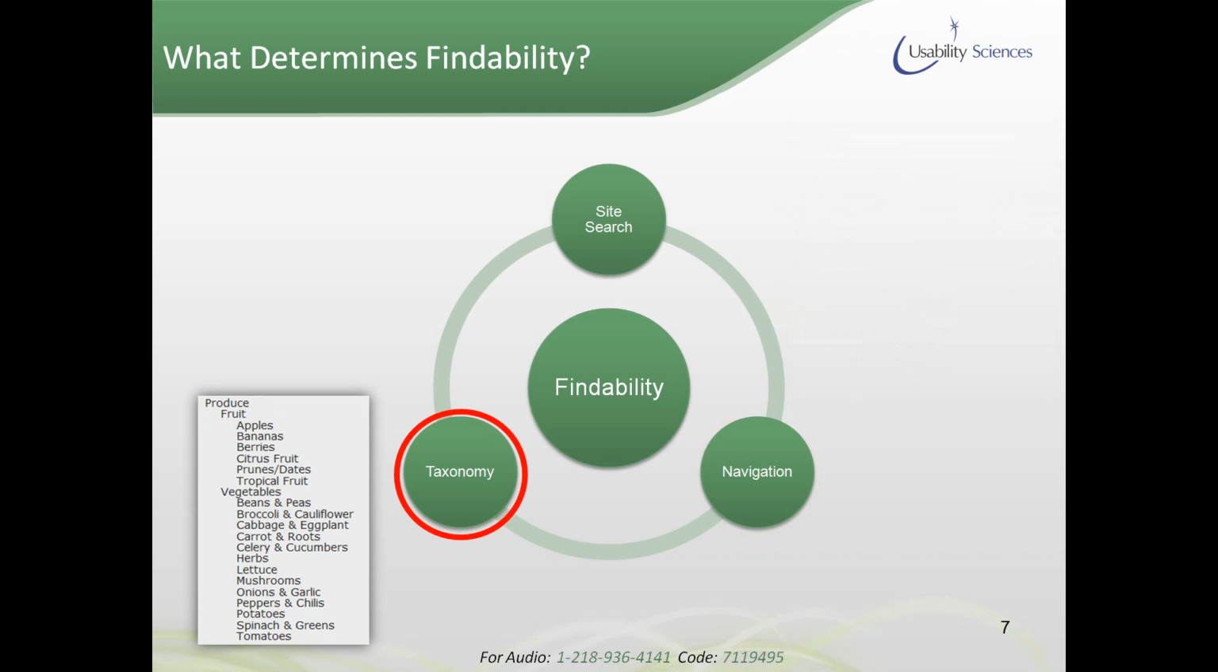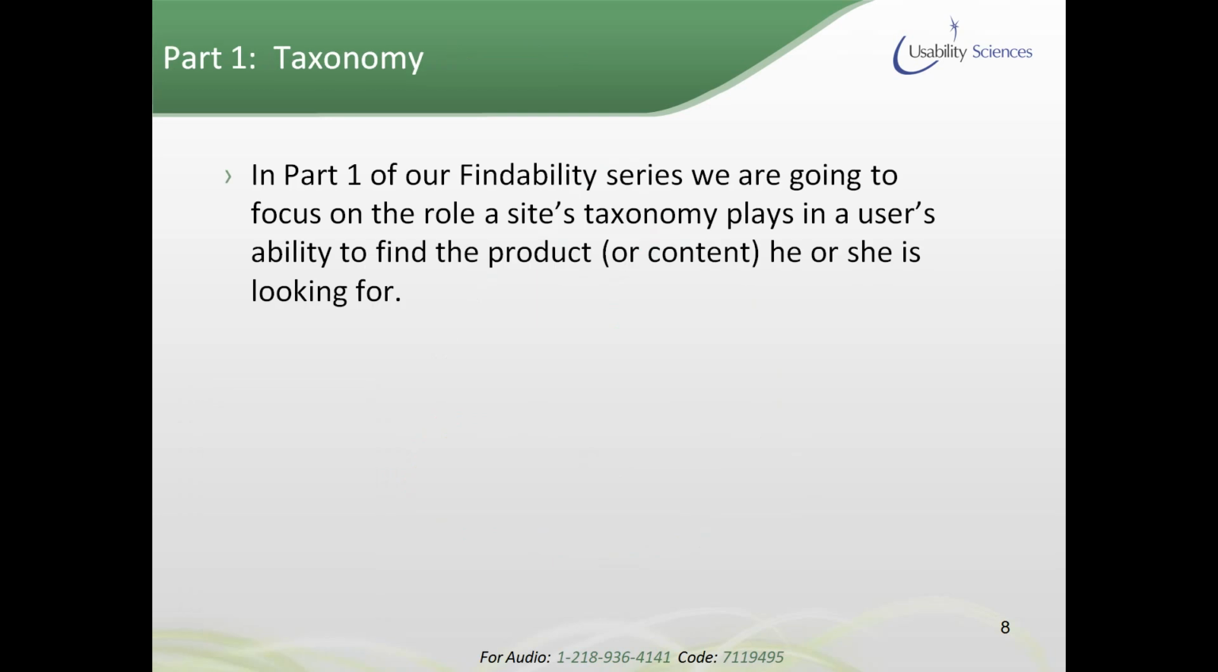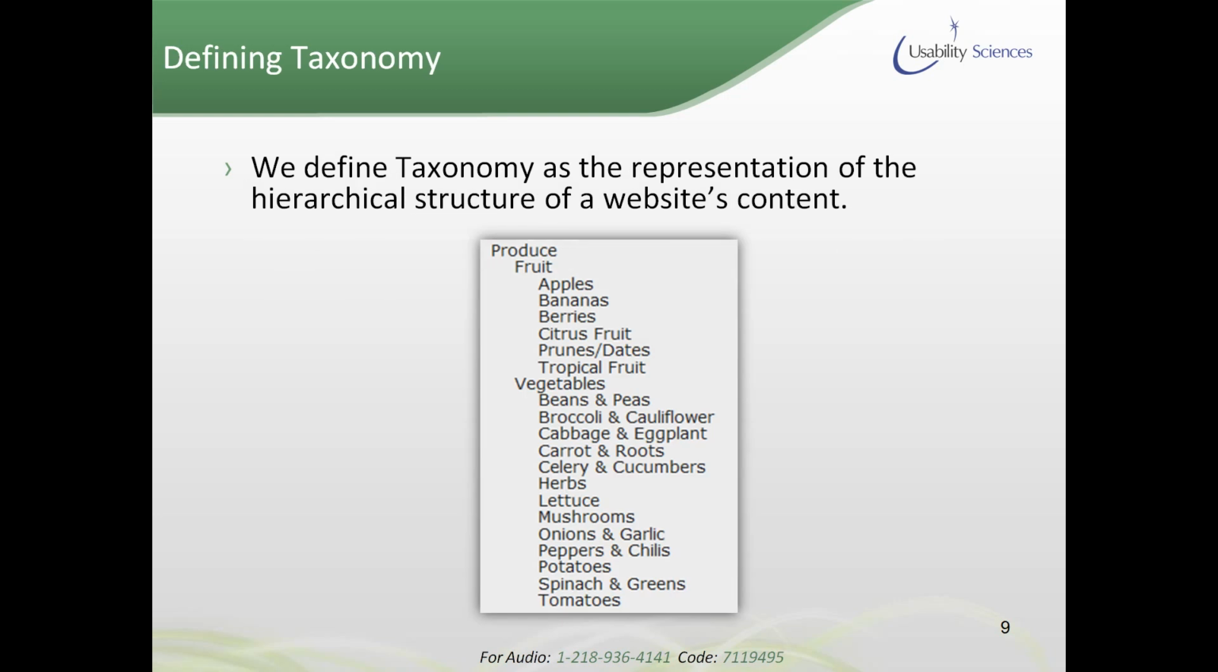As you can see in this example, produce, fruit, apples, it's those terms and structures that are provided for your visitors to find information. In part one of our series, we're going to focus really on the role that the site's taxonomy plays in your visitor's ability to find the product or generally the content he or she is looking for. So we're going to go a little bit deeper into that.